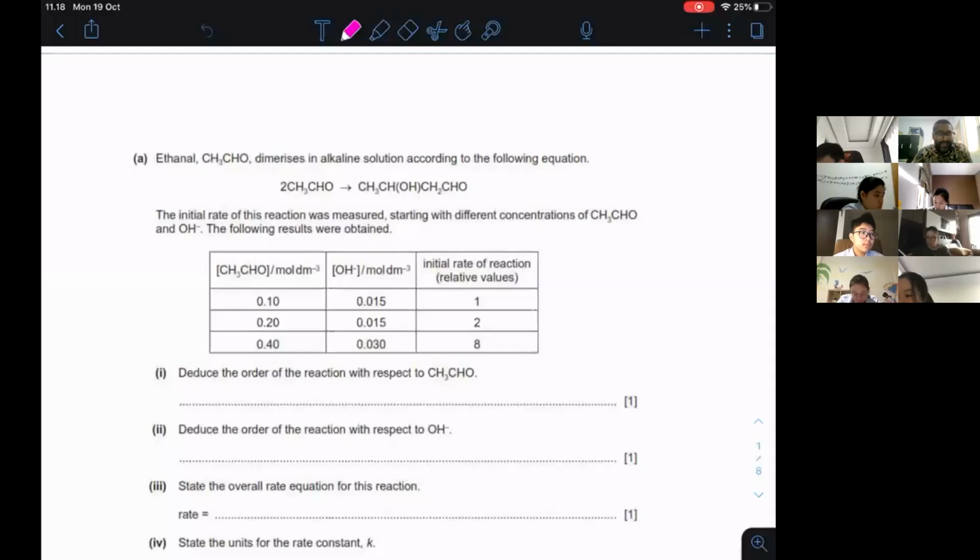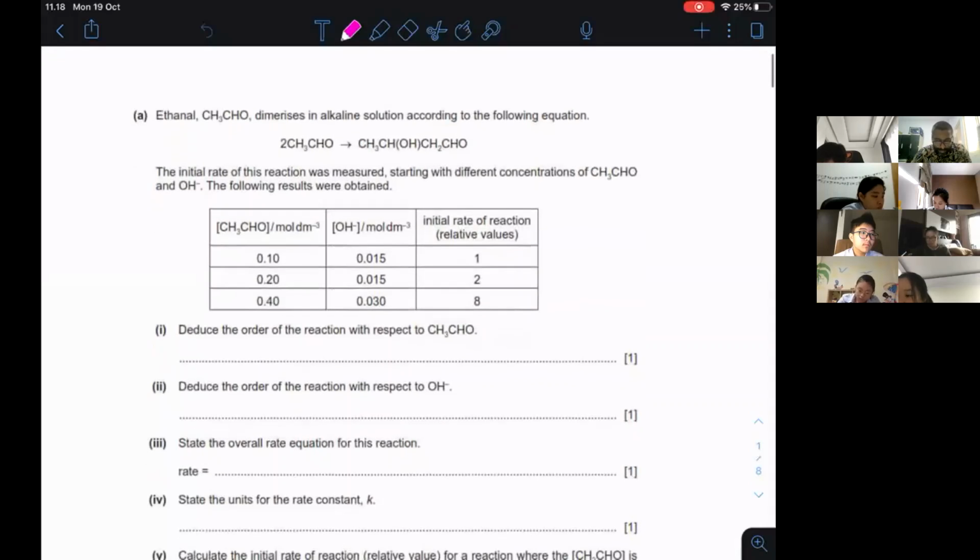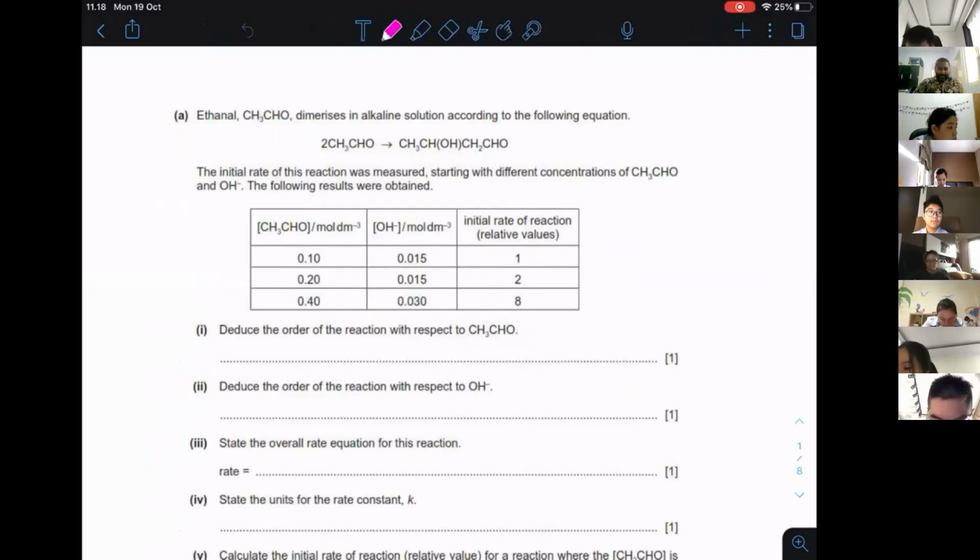So let's actually discuss this question. They mentioned ethanol. They are going to dimerize in alkaline solution according to the following equation. Initial rates are measured with different concentrations, and we need to deduce the order of the reaction with respect to ethanol. So let's actually deduce.